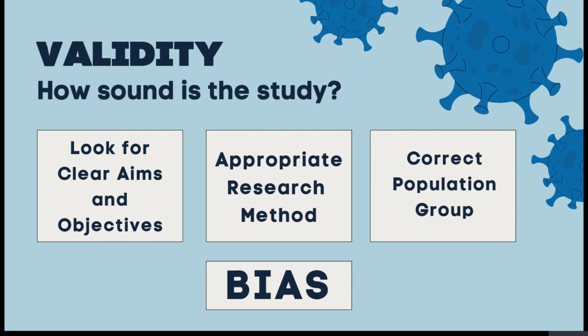Our first concept is validity, which is determining how sound the study is. This involves checking if the paper has a clear, understandable aim as well as objectives. Take a look at the paper's research method and decide if it was the most appropriate to answer the research question. If not, which method do you think would have worked better and why? You also want to see that they've used the correct population group, i.e. the one they set out to investigate. Finally, and this is the big one, is there any chance bias could have played a part? There are a number of different types of bias, some of which can apply to all types of research and others which are more specific.